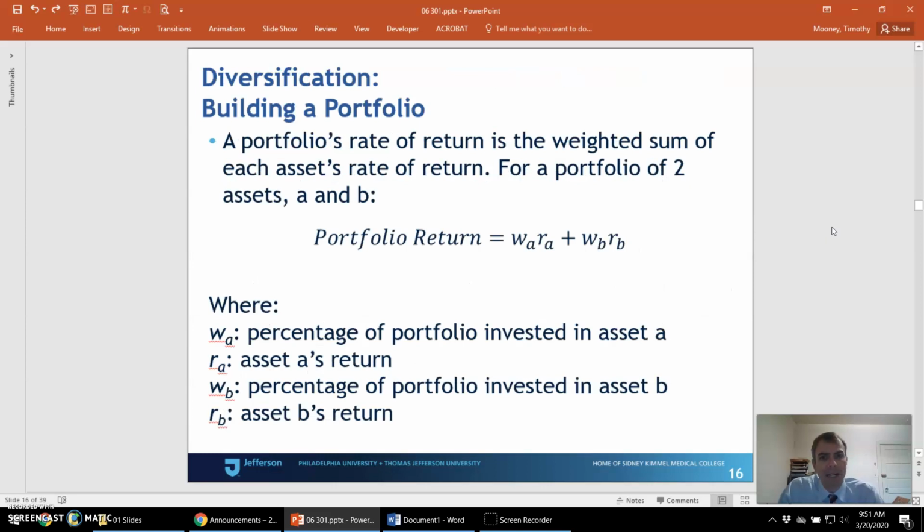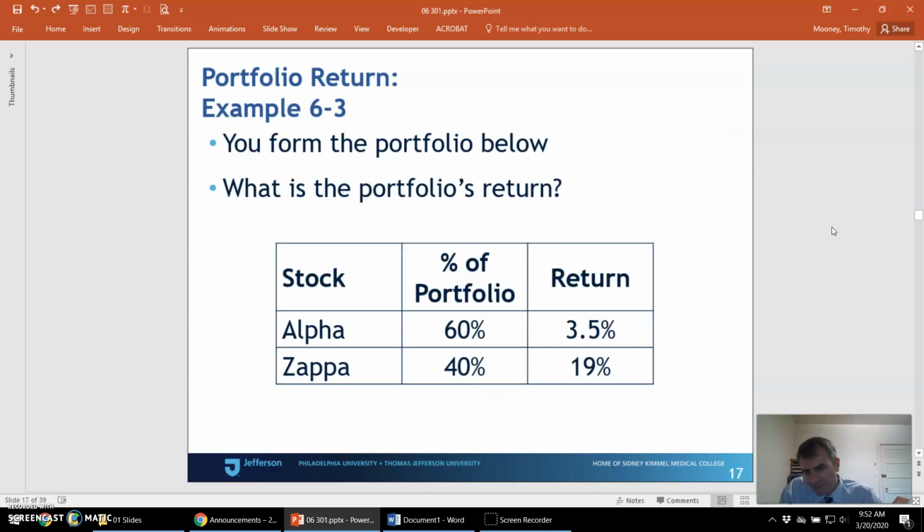So one way to minimize risk is by diversification. That's the thrust of this chapter, of this talk today, this video. And so a portfolio's return is a weighted average of the individual stocks' returns. If I had a portfolio of two stocks, the return for that portfolio would just be a weighted average of the two individual stocks. And then you can work out this example on your own.